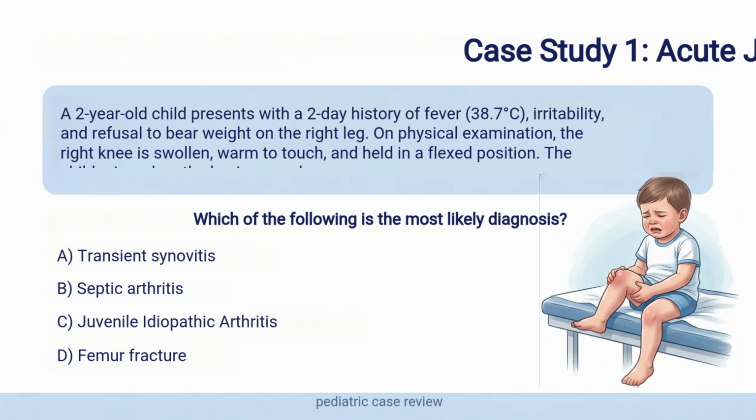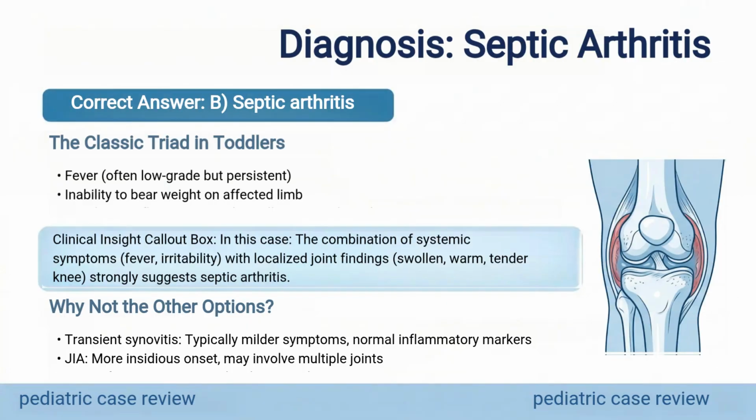Option A, transient synovitis. Option B, septic arthritis. Option C, juvenile idiopathic arthritis. Option D, femur fracture. The correct answer is option B, septic arthritis. The classic triad in toddlers consists of fever, often low-grade but persistent, inability to bear weight on the affected limb, and focal joint inflammation with swelling, warmth, and pain on movement.